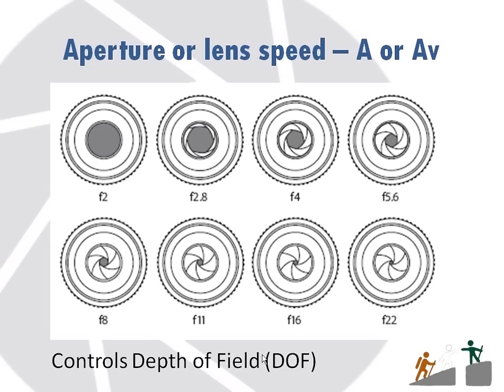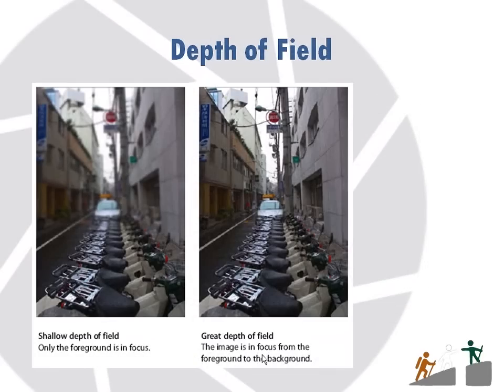And another thing is, when the aperture is wide open, the depth of field is shallow. What is depth of field? What can you see? Motorcycles parked.